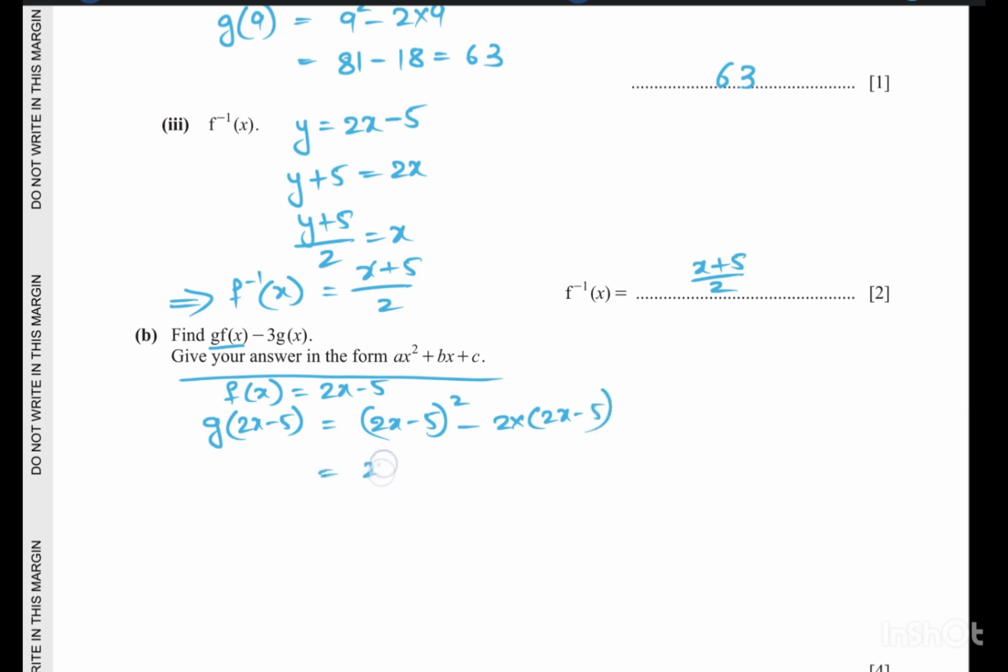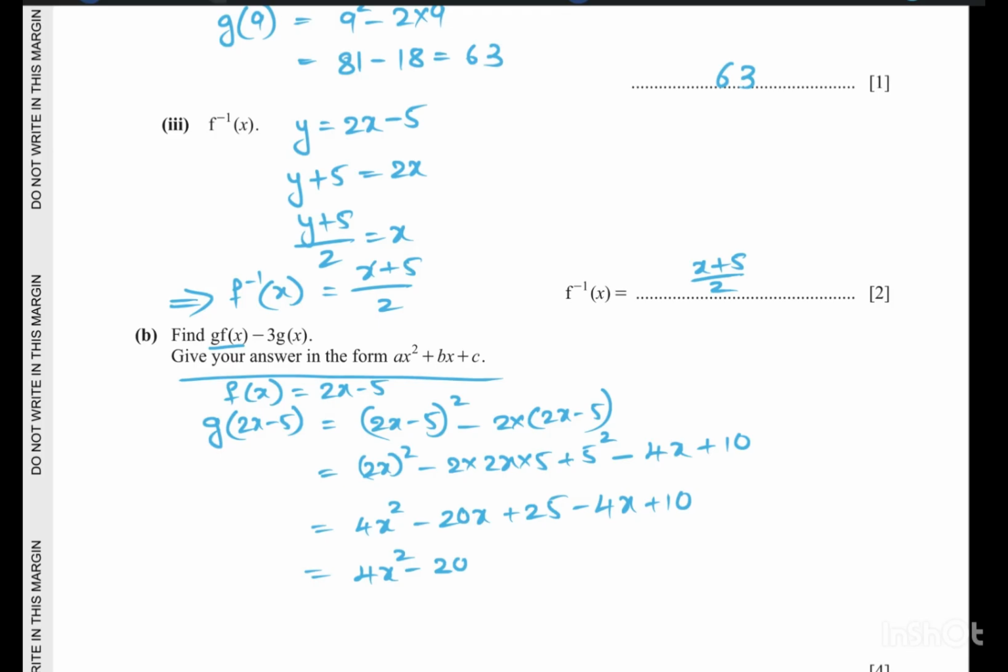Simplify this, (2x) whole square, a square minus 2ab plus b square: minus 2 into 2x into 5, minus 2 into 2x is minus 4x, minus 2 into minus 5 is plus 10. Simplify it, 4x square minus 20x plus 25 minus 4x plus 10. Only one x square term, x terms are 2, both are minus, add them, 24x, 25 plus 10 is 35. We got the first thing here.